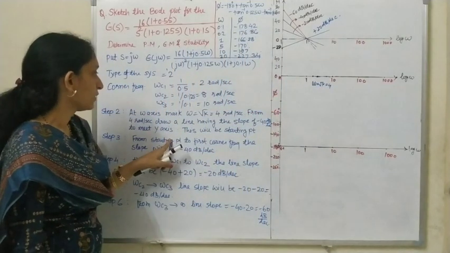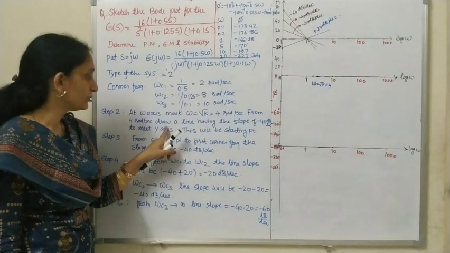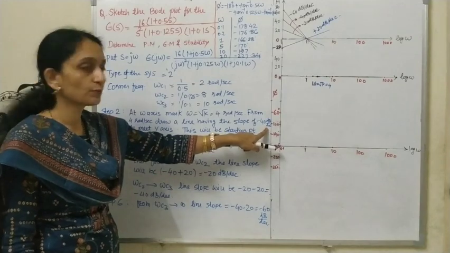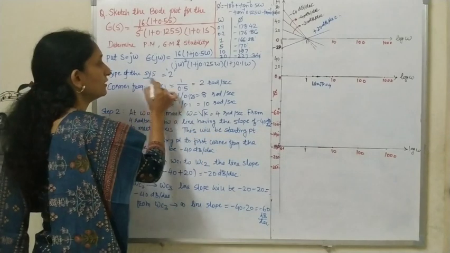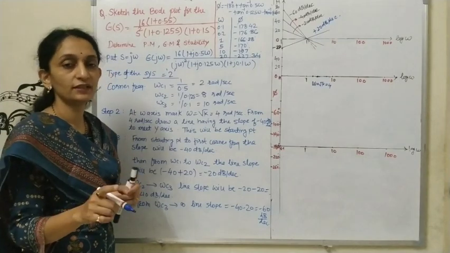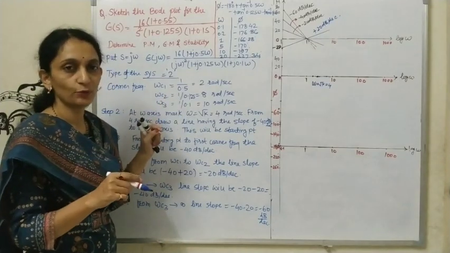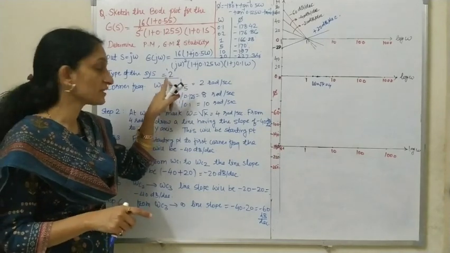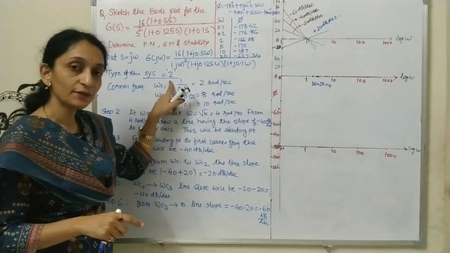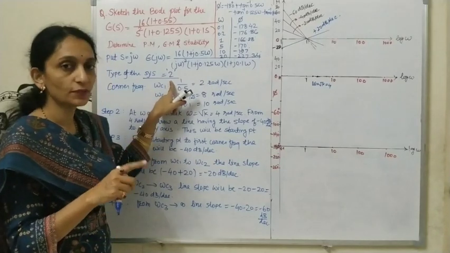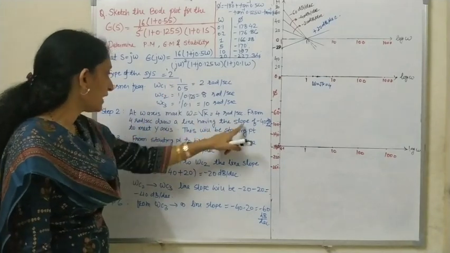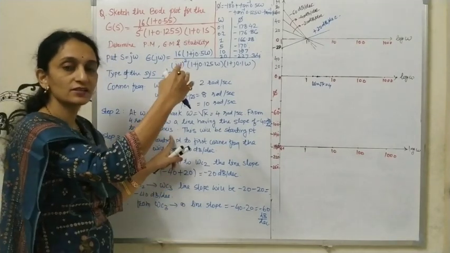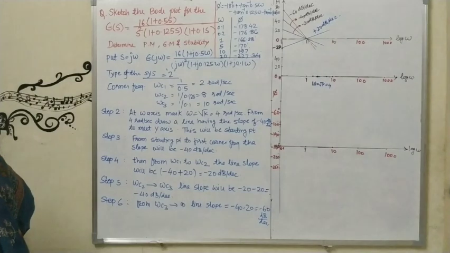Next, from 4 radian per second, draw a line having the slope of minus 40 dB per decade. Why do I need to draw a line with a slope of minus 40 dB per decade? Because the type of the system is 2. I told you that the starting slope depends on the type of the system. For type 0, the starting line slope is 0 dB per decade. For type 1, it is minus 20 dB per decade. For type 2, it is minus 40 dB per decade. So the starting slope will be minus 40 dB per decade. So a line having the slope of minus 40 dB per decade meets the y-axis, to get a starting point. So I will follow the steps and I will draw.